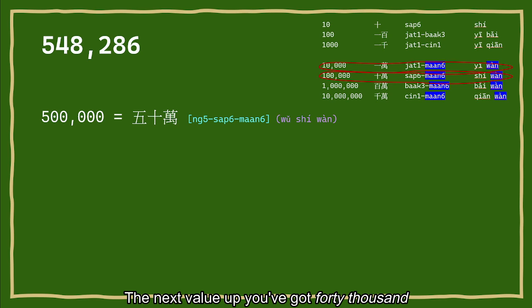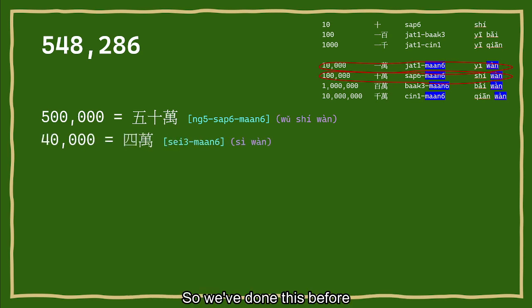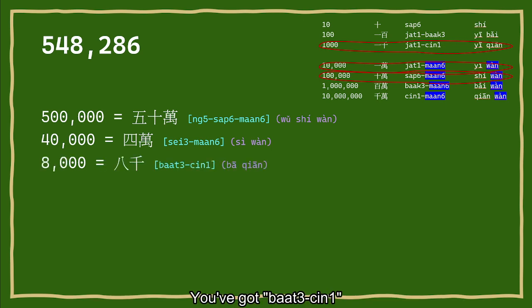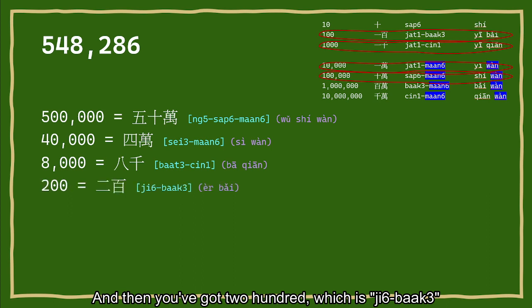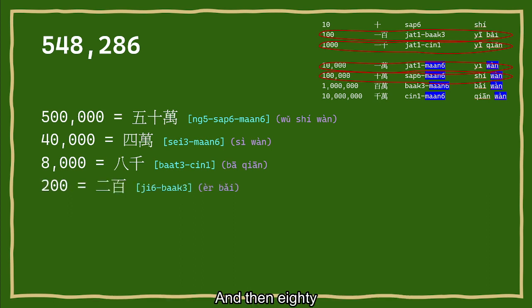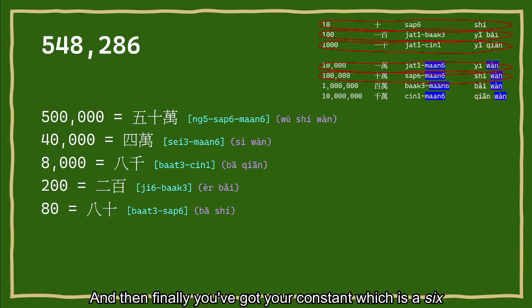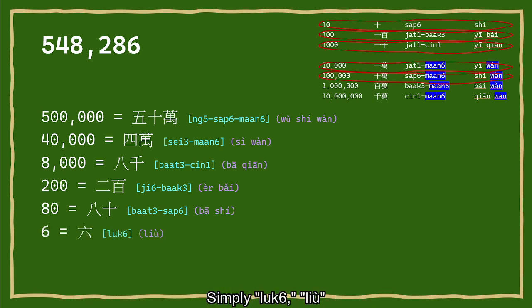The next value up, you've got 40,000. We've done this before. It's 4 mans, 4万. Next up, you have the 1,000 digit, which is 8,000. And then you've got 200, which is 2 hundreds. And then 80. And then finally, you've got your constant, which is simply 6.